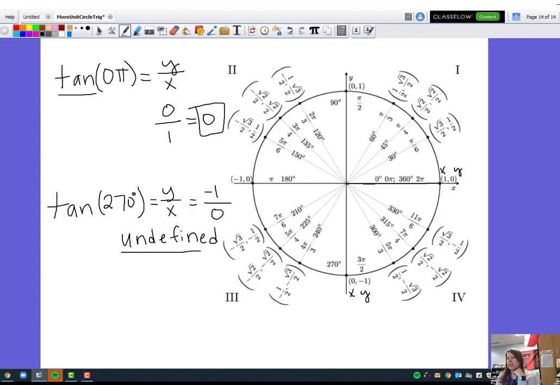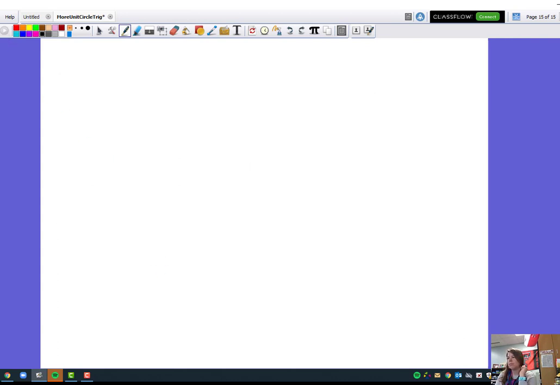And so for your answer for these, you can just type undefined. Anytime 0 is in the numerator, 0 divided by 1 is always 0. So 0 in the numerator is fine, 0 in the denominator is not fine, and it's undefined. All right, so that's our first two situations.